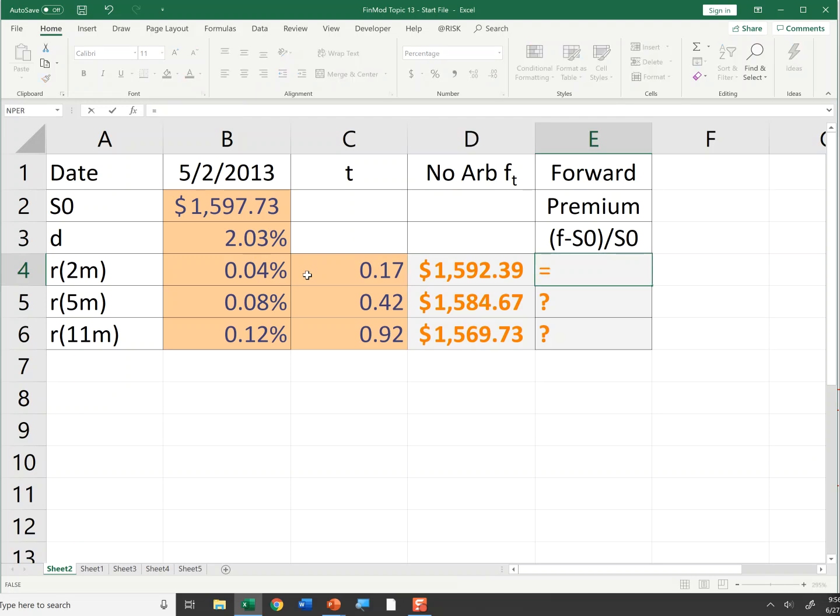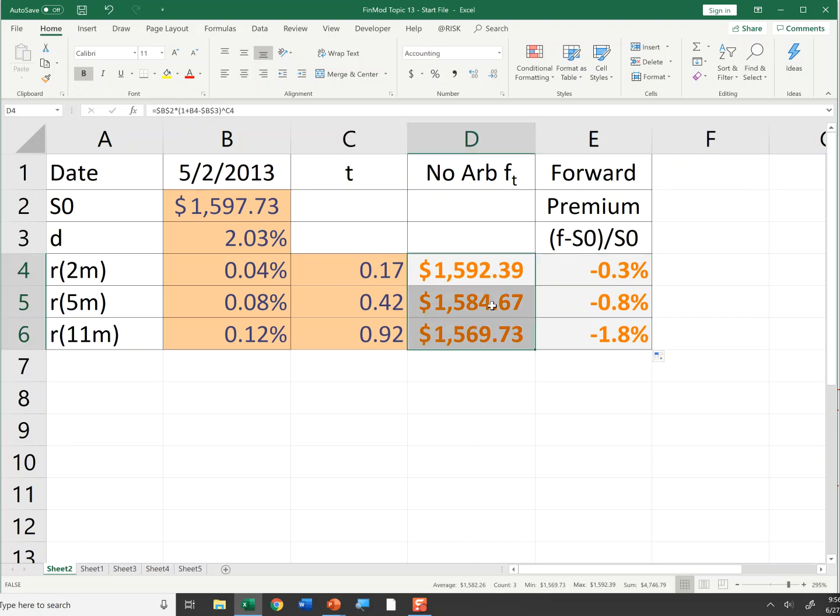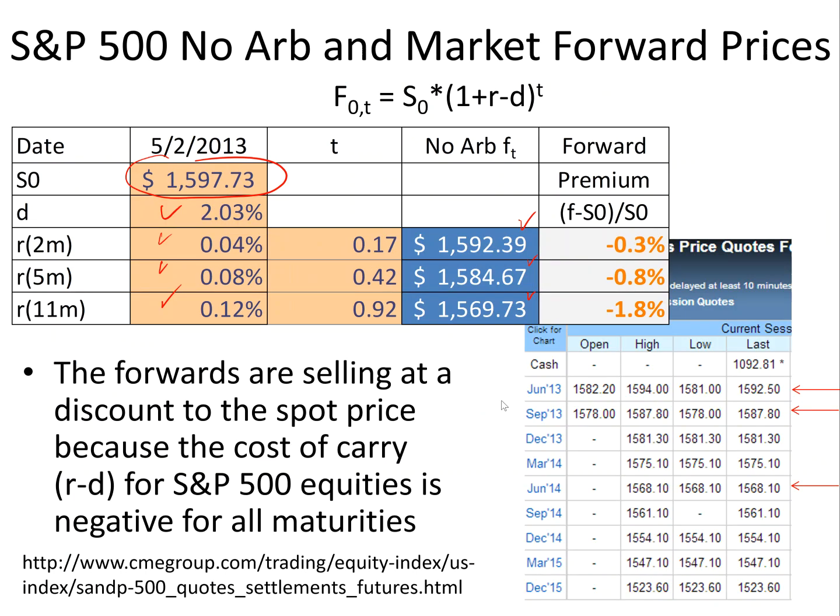That forward premium, what percentage is the market below the spot? Well, I can take the forward price minus the spot price divided by the spot price, and you can see the 2-month price was 0.3% below the spot, and then the 5-month and 11-month. So this gives you an idea of how forward prices are determined. It's a no arbitrage argument, which depends on the cost of carry.